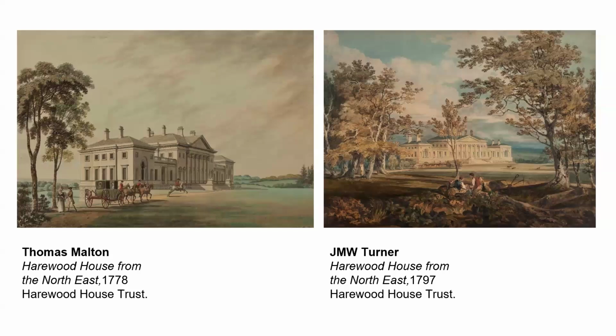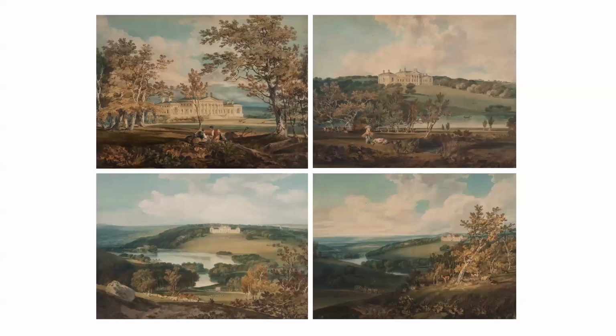He visited Harewood in 1797, probably for about a week-long visit, and he created a series of sketches of the landscape that went on to create what we would call a series of country house portraits, which, on the last slide, if you see them together, create a kind of 360 view of the house, a view around the building.